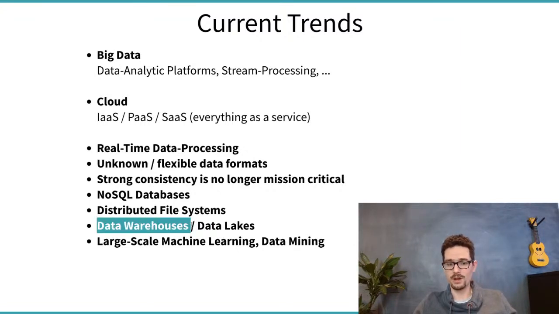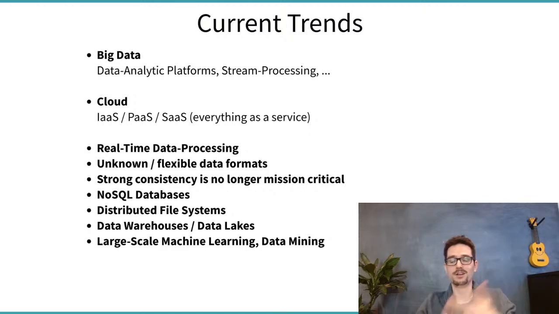One other trend are data warehouses. A data warehouse is a database management system that's optimized for OLAP queries, online analytical processing. So not online transaction processing like MySQL, PostgreSQL, and so on. Data warehouses are often in a columnar format, and they are optimized for long running and complex queries. So you move your data or parts of the data from time to time into the data warehouse to make complex analytics there.